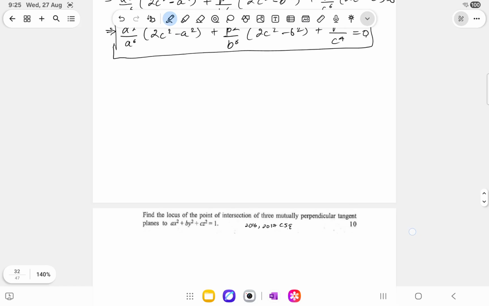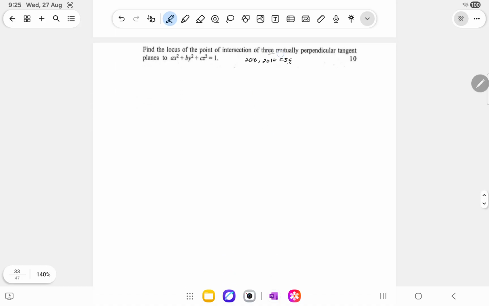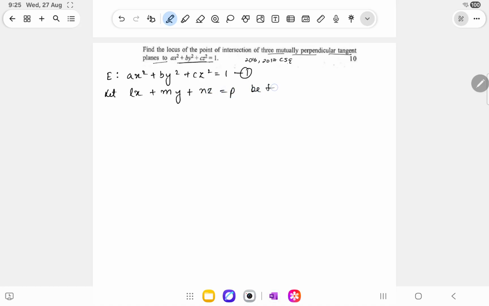So let's move on to the next question. The next question says: find the locus of the point of intersection of three mutually perpendicular tangent planes to this ellipsoid. So the equation of the ellipsoid is ax square plus by square plus cz square is equal to 1. So let us assume any arbitrary plane that is tangent to, let's say, 1. So let lx plus my plus nz is equal to p be tangent to the ellipsoid 1.